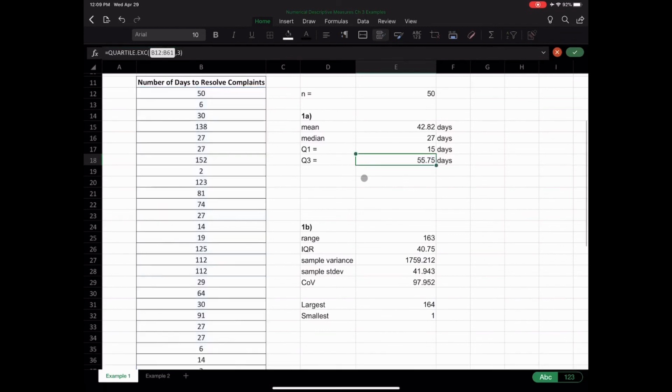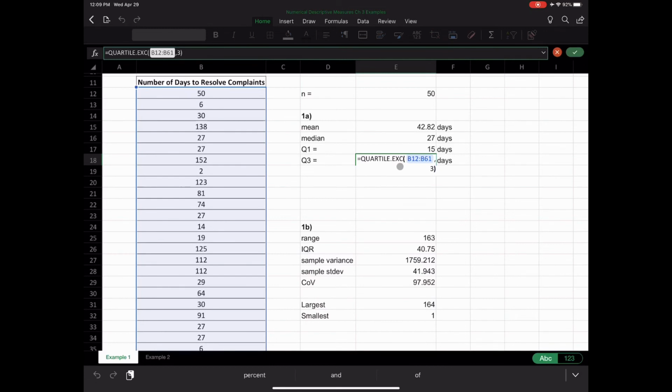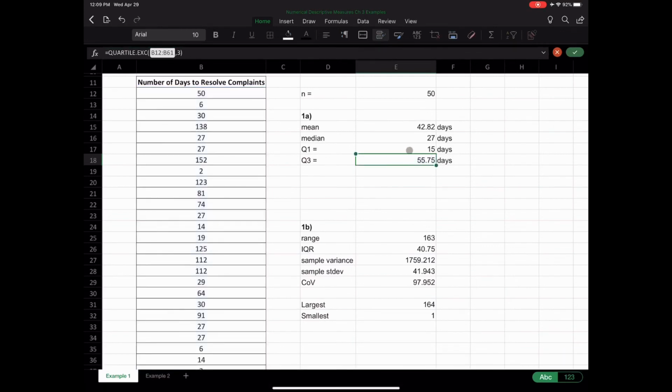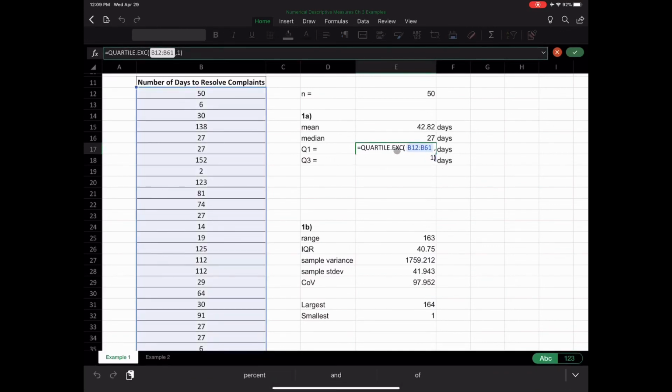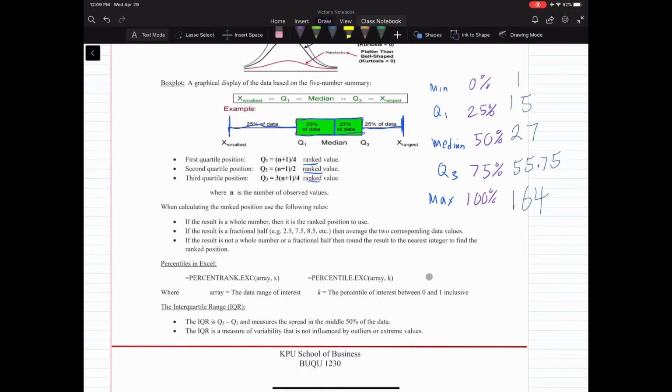So the formula that you need to know for Q3 and Q1 is equal QUARTILE.EXC, then highlight the data, comma, and then the quartile. If you're looking for Q3, you put a 3 there. Same idea if you're looking for the first quartile: equal QUARTILE.EXC, highlight the data, comma, and put a 1 there. Sometimes your question will also ask you to calculate the ranking, the percent ranking, and the percentile, and you can use these formulas to calculate that.